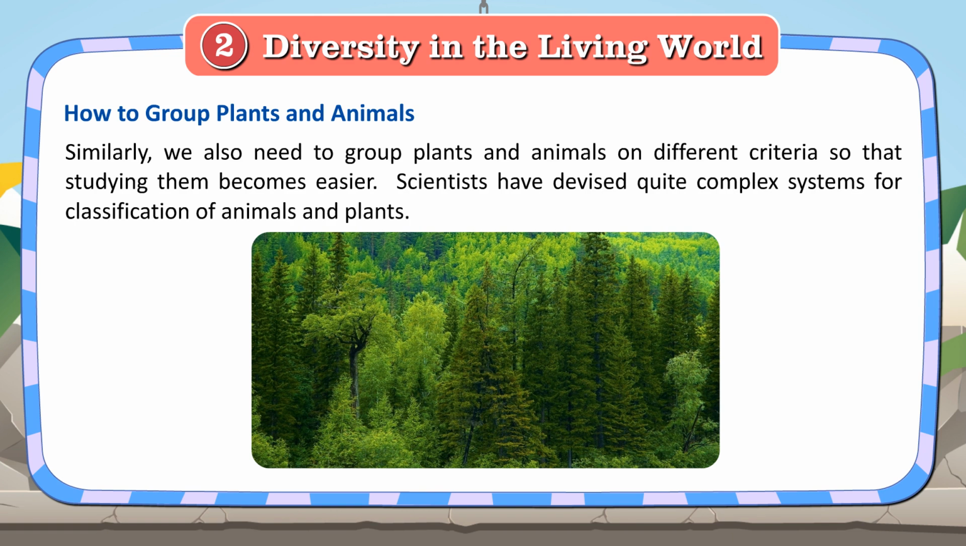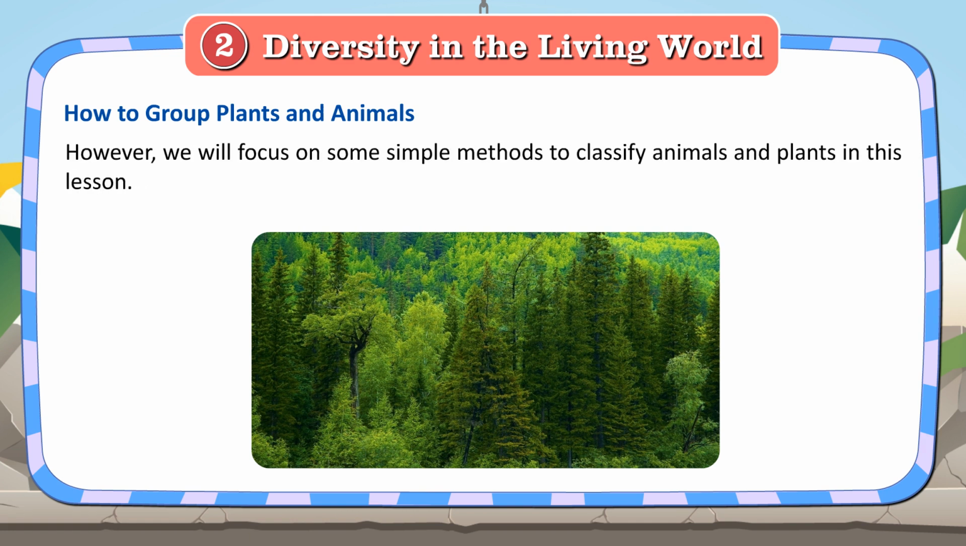Similarly, we also need to group plants and animals on different criteria so that studying them becomes easier. Scientists have devised a quite complex system for classification of animals and plants. However, we will focus on some simple methods to classify animals and plants in this lesson.